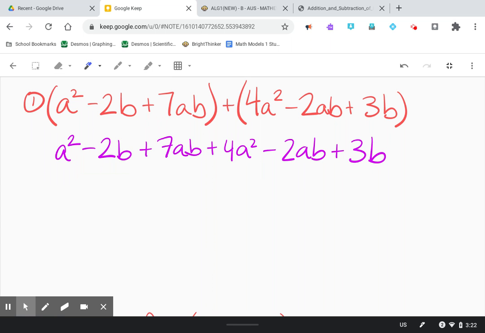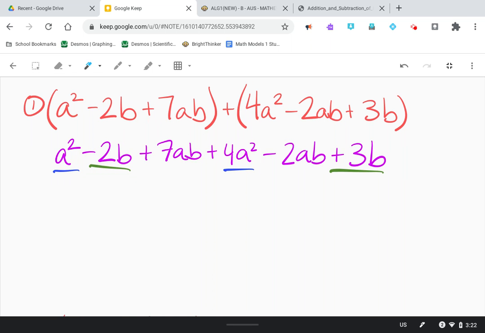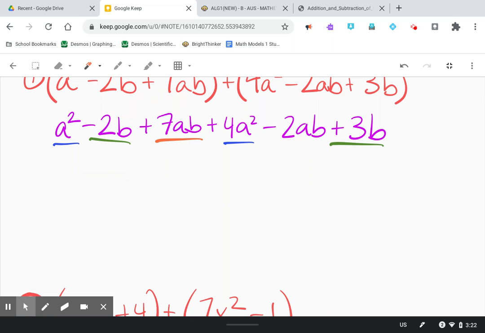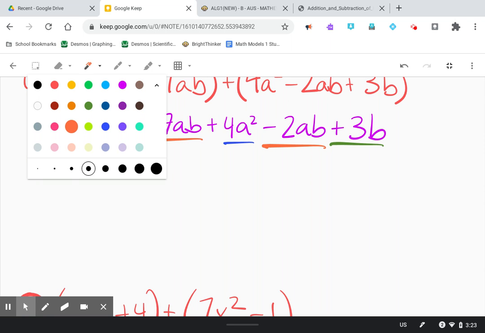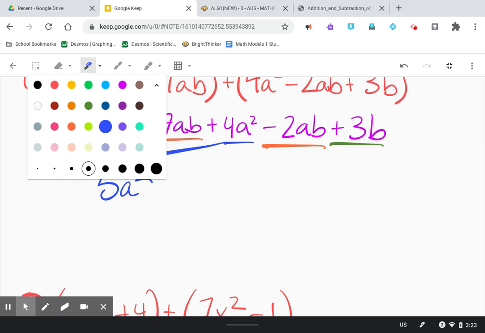We did this in previous lessons, but just to remind you, you want to look for things that have the same type of variable ending, or the same in terms of being constant. You can see I'm using different colors here to show the different terms that are going to go together. Here in blue, I have my a squared terms. This is 1a squared, there's an imaginary 1 right there, plus 4a squared. Together, those make 5a squared.